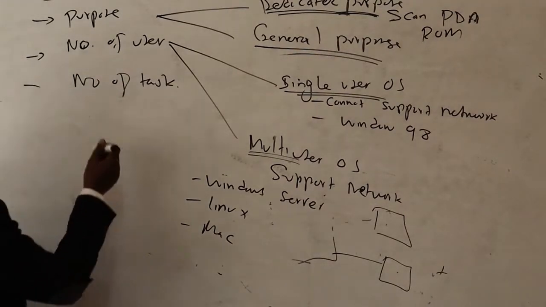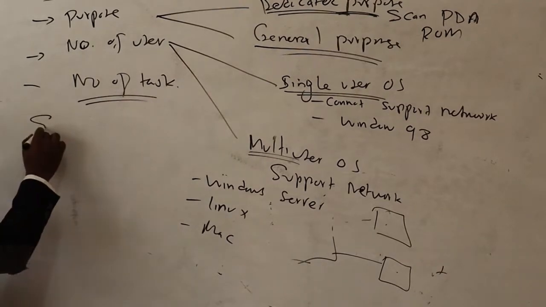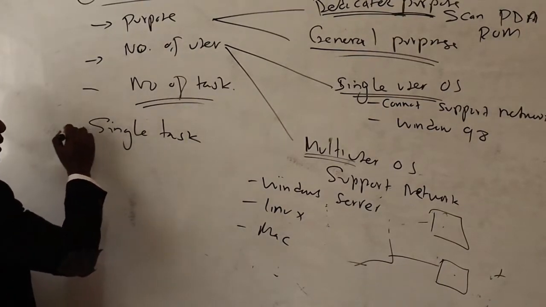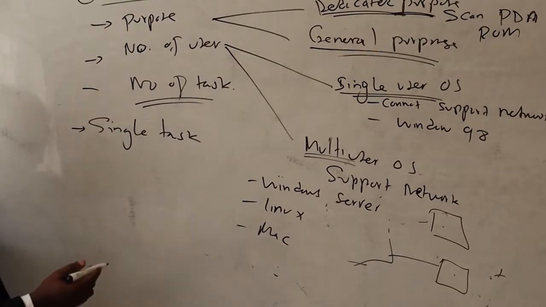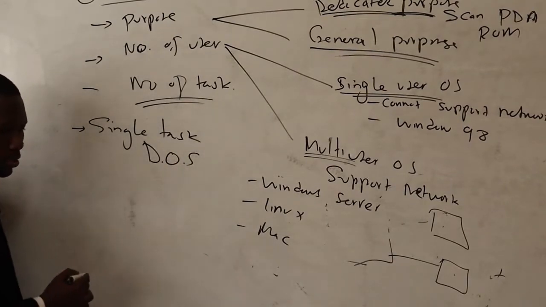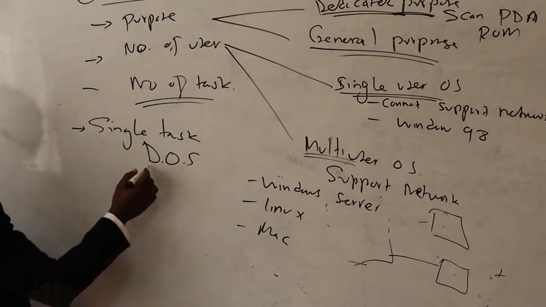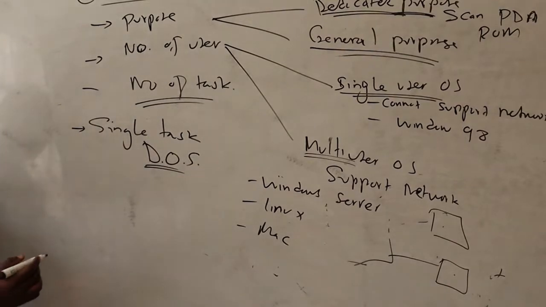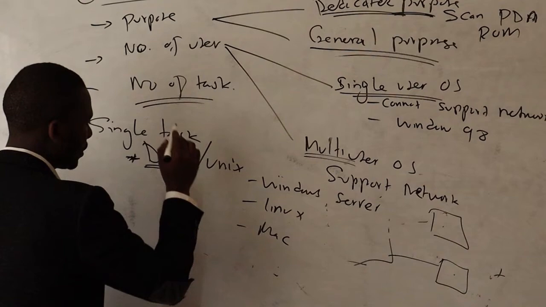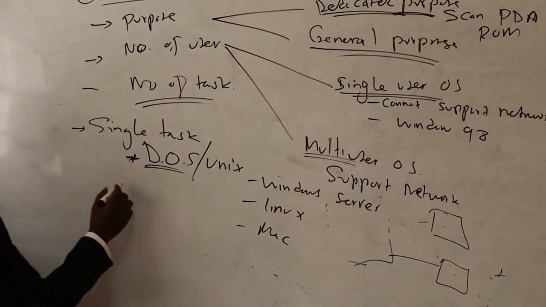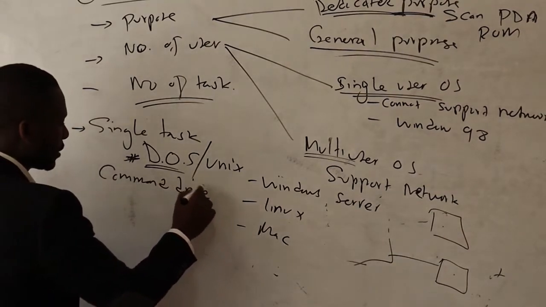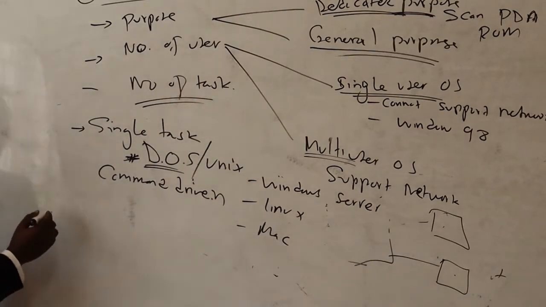So according to the number of tasks, we have single tasking. We have operating systems that support only one task at a time. That is, they cannot allow two tasks to happen at the same time, like the disk operating system. It is a good example of an operating system that can only support one task running at one given time. Other operating systems like Unix still use the single task method, and most of these operating systems are command driven. That is, you operate using commands.